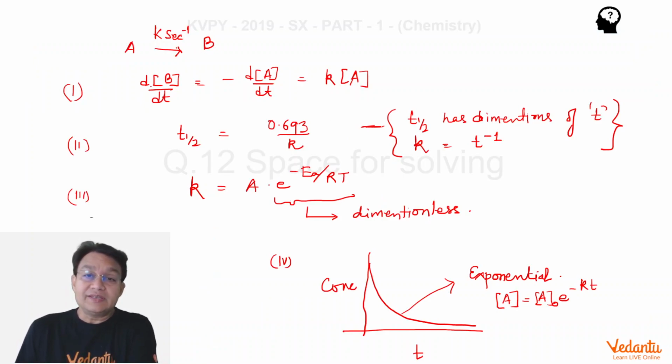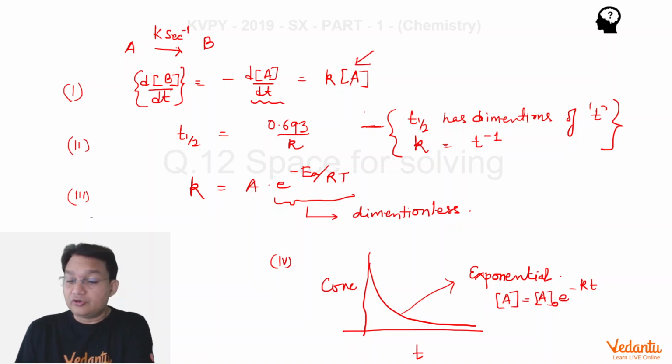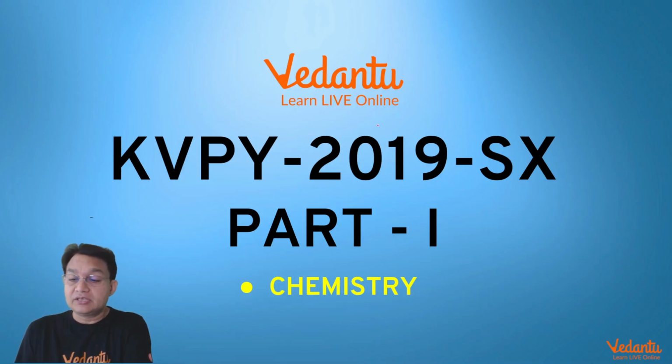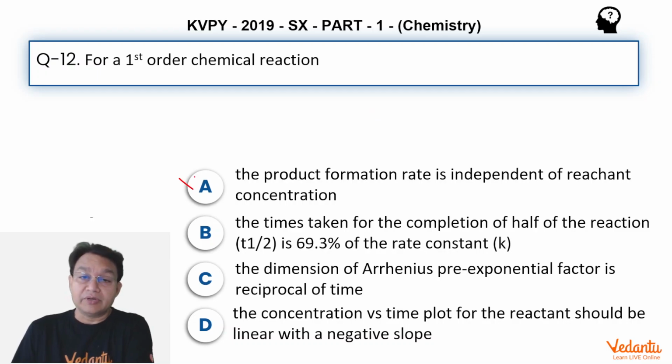So for this reaction, dB by dt must be equal to minus dA by dt, and that must be equal to k times A. So obviously the product formation rate is directly proportional to the concentration of A. So it could not be true. So the first statement is, of course, a wrong statement.